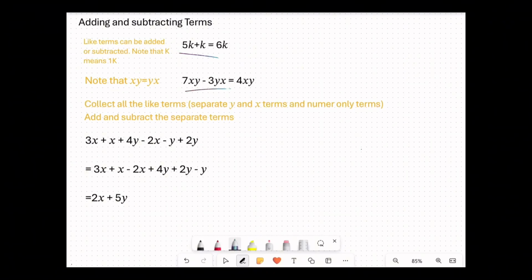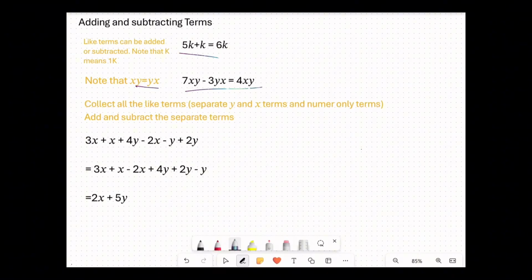Then over here, we have 7xy minus 3yx is 4xy. Over here we can see that xy is the same as yx because x times y is the same as y times x. 7 groups of xy minus 3 groups of xy or yx is 4 groups of xy. Again, this is very simple algebraic subtraction.